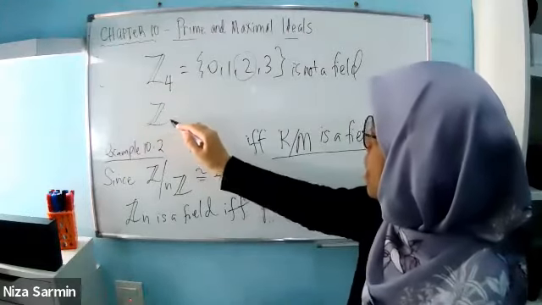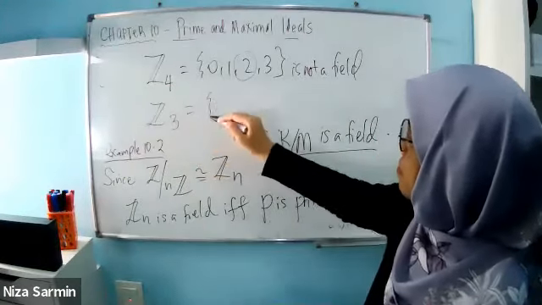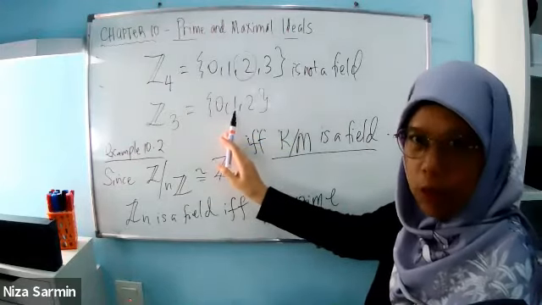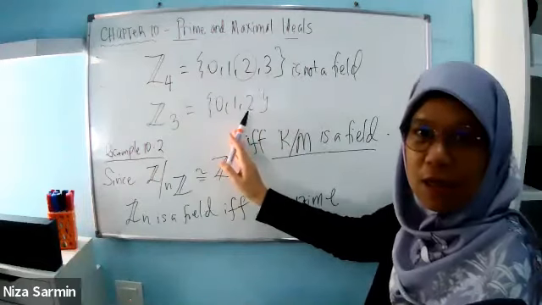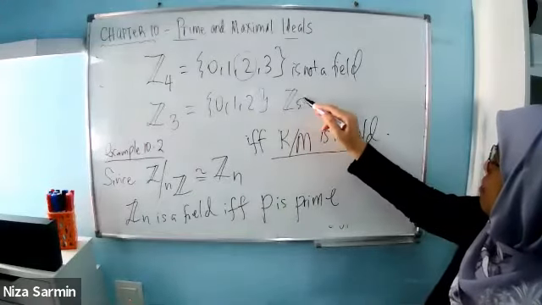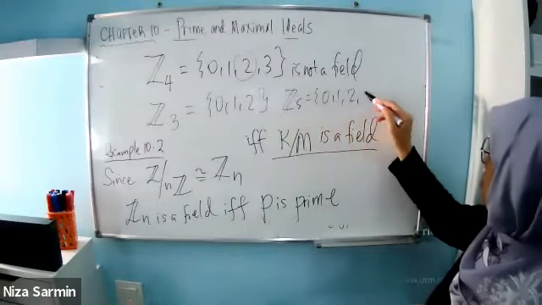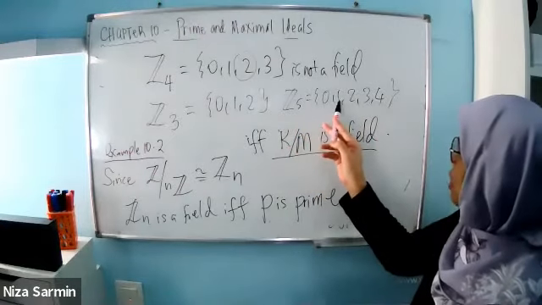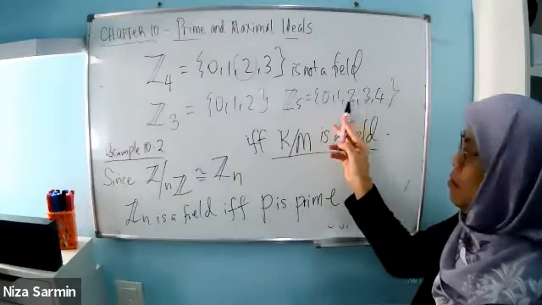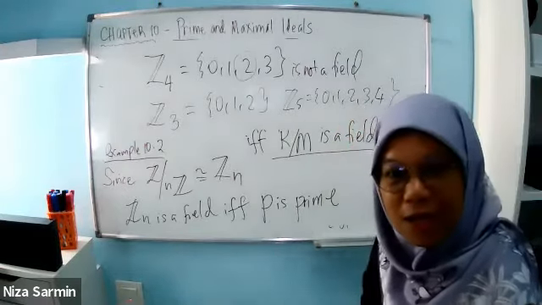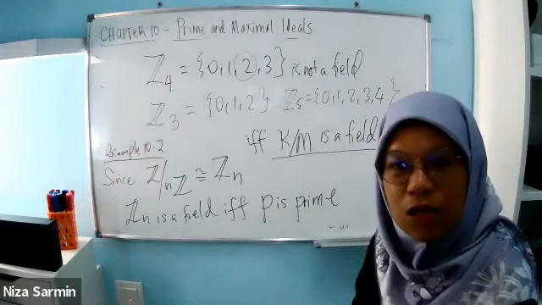But if you look at Z3, 1 times 1 is 1. 2 times 2 is 1. What is mathematics? 2 times 2 is 1. Okay, if you go through Z5, not 0, 1 times 1 is 1. 2 times 3, 3 times 2 is 1. 4 times 4 is 1. You see, all elements are units.